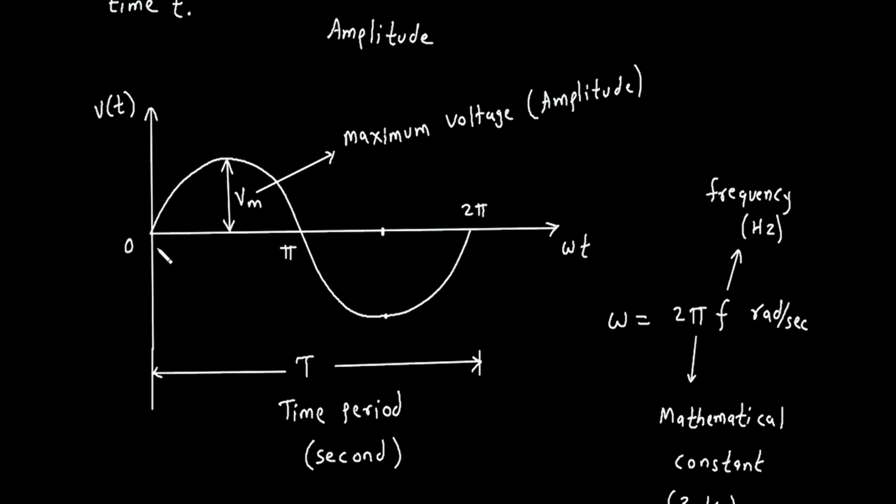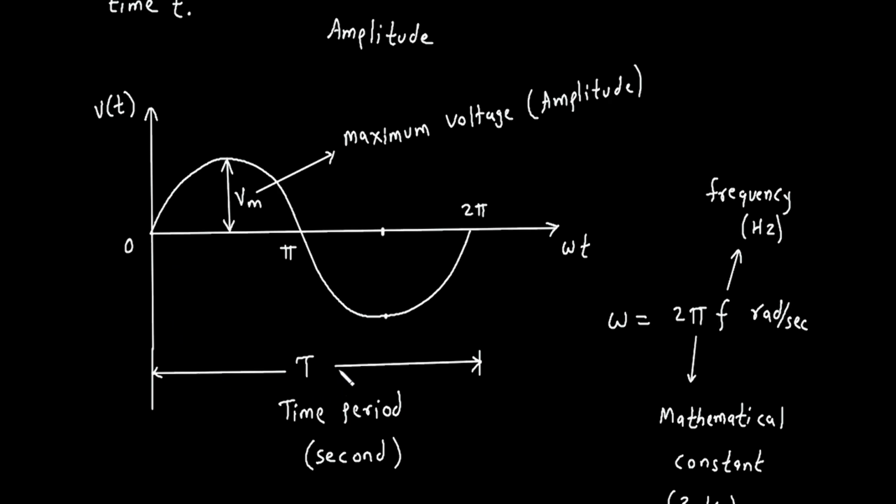The distance between two consecutive points where the waveform repeats itself is the time period T. This is the duration of one complete cycle of the waveform. From the graph, you can see T = 2π/ω.